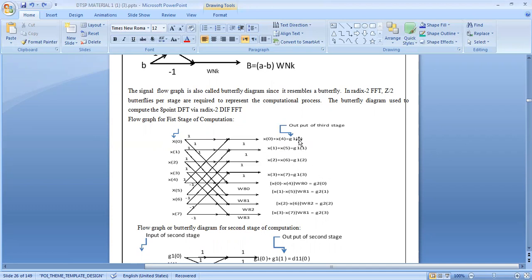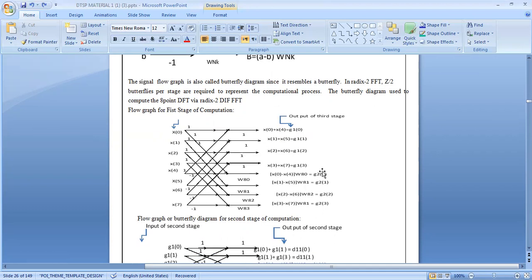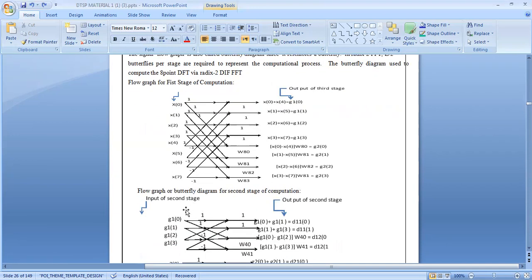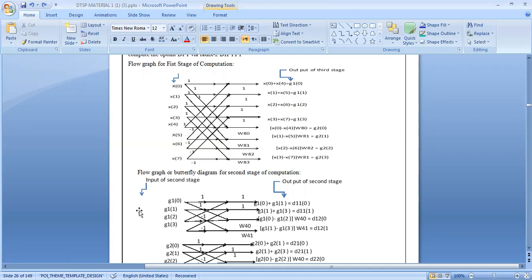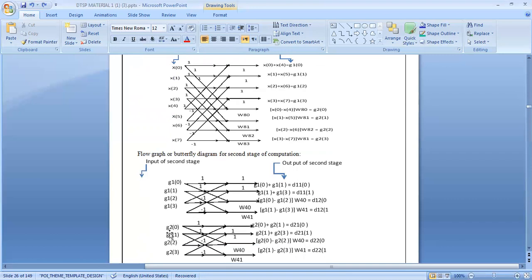That is the output we'll be having here: G1 of 0, G1 of 1, G1 of 2, G1 of 3, and G2 of 0, G2 of 1, G2 of 2 and G2 of 3. So this is our sequence. In the first stage we performed the 8-point. The next stage we will be performing the 4-point. So 0 will be combining with 2, 1 will be combining with 3. Similarly for the second factor, G2 of 0 will be combining with G2 of 2, and G2 of 1 with G2 of 3.